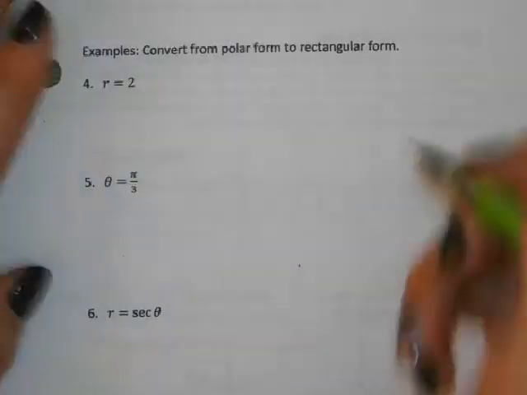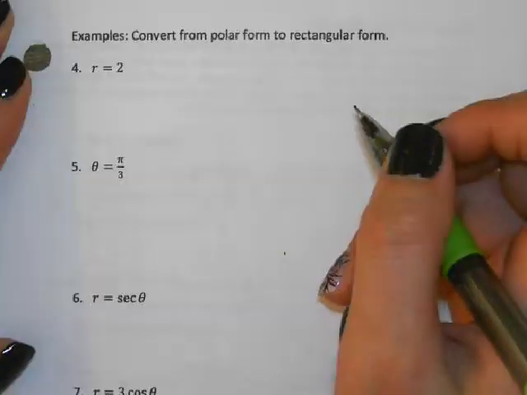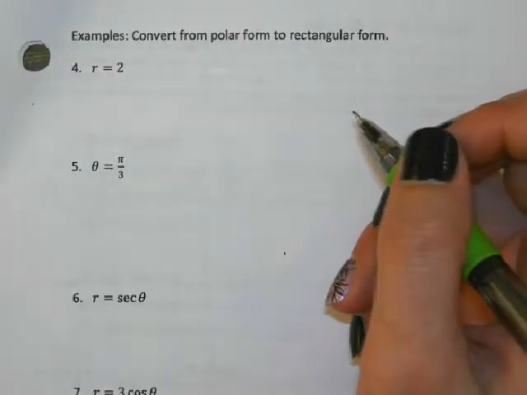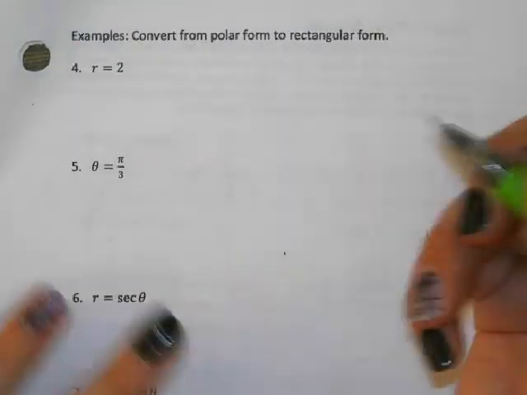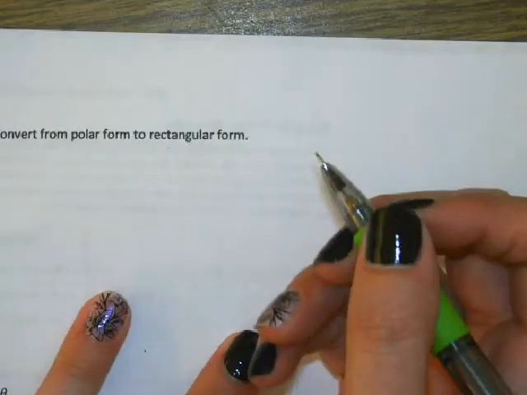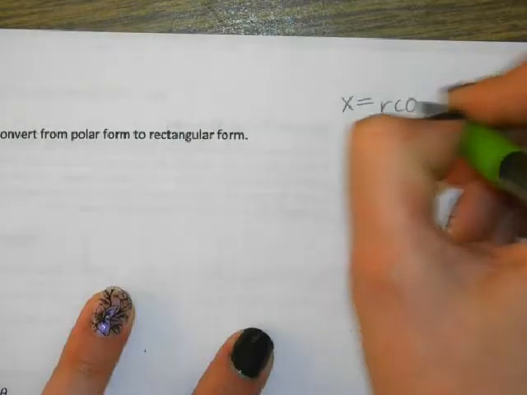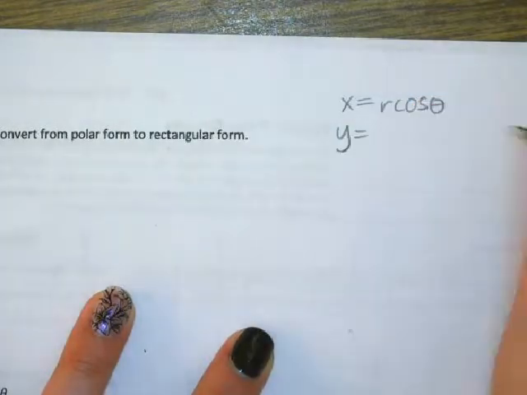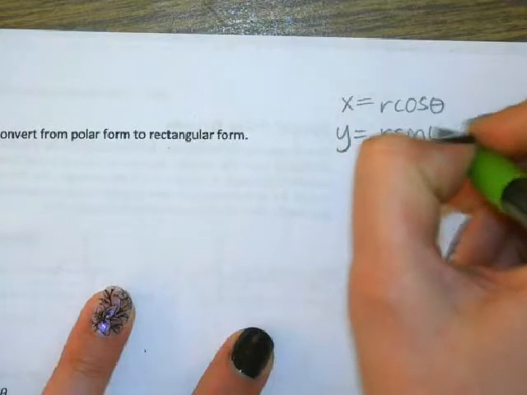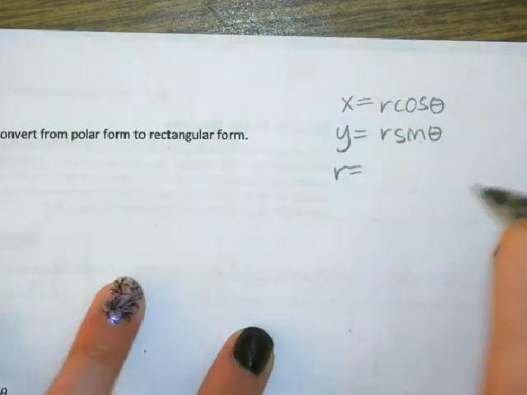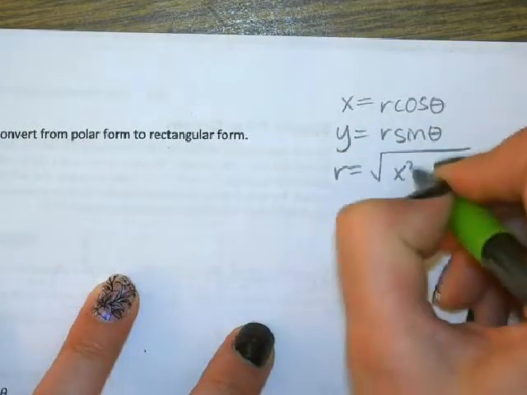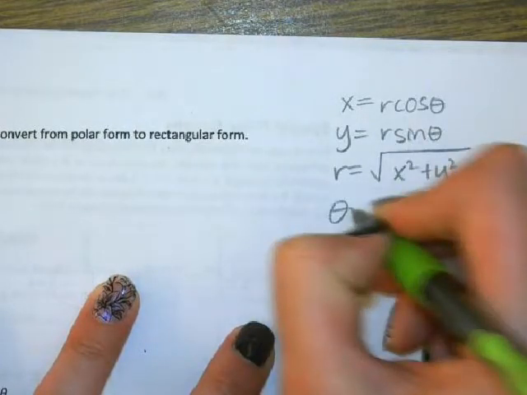Okay, so we're going to go ahead. These are some more conversions. We're just converting equations instead of points, but we still use the same little formulas. So we had x equals r cos theta, y equals, r equals, and theta equals.